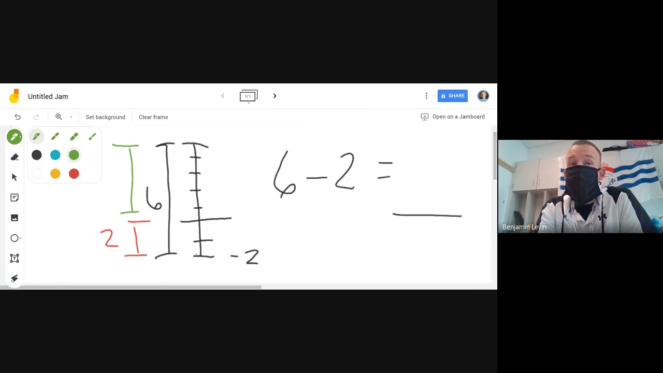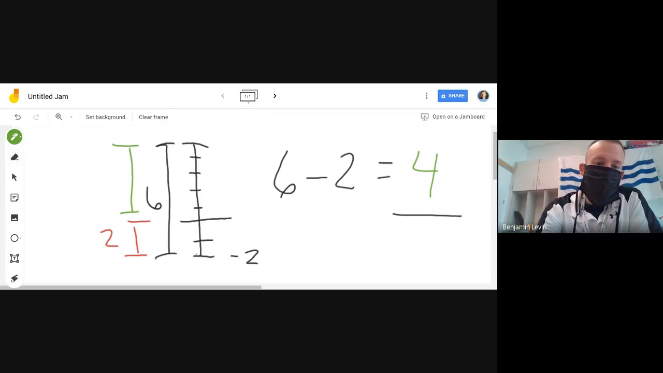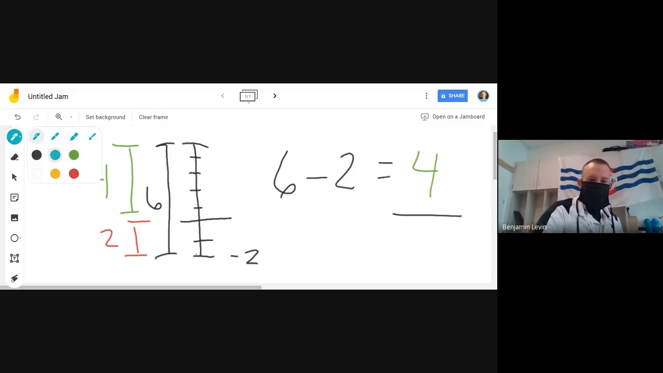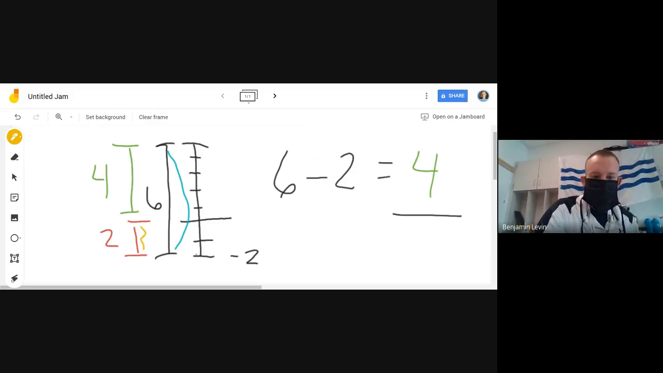5. What comes after 5? If we're counting down, we're subtracting 5, 4, right? 6 minus 2 is 4. So this mystery number is 4. And that makes sense because if we have to travel a total distance of 6 spaces, then if we travel 1, 2, we're on the number line.